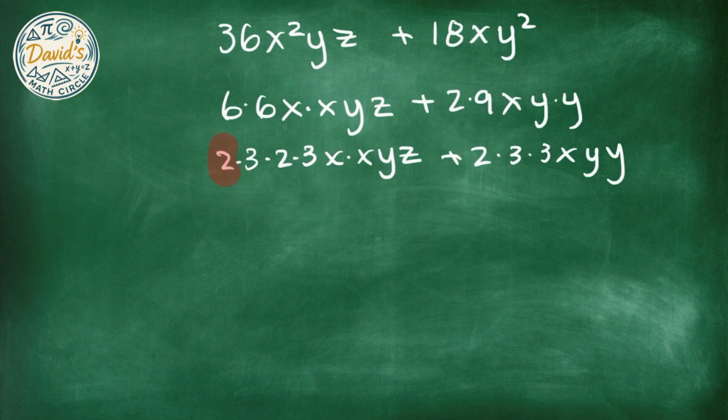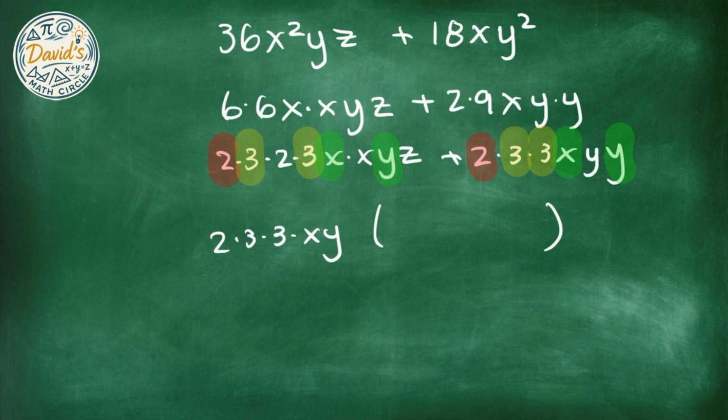So let's see what I have in common. I have a first 2, and then I have 2 3's. So I have those 2, 3 right here. If we look at the variables, we have an x right here, we have an x right here, and I have 1 y and 1 y. So everything I just marked with my marker is what I have in common. So that 2 times 3 times 3 times x times y is my greatest common factor.